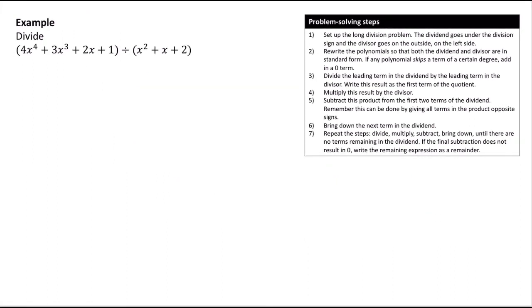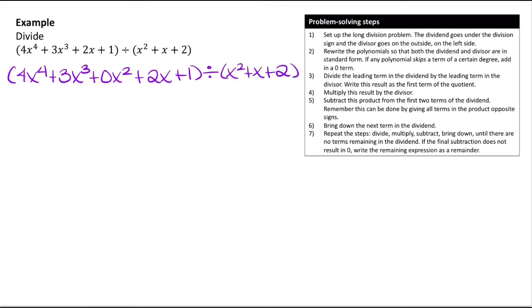So notice in the first polynomial, it is in standard form, but we have a skipped term. We don't have a square term, so I'm going to go ahead and add that in as a 0. And then we have plus 2x plus 1. And so that's divided by x squared plus x plus 2. So let's go ahead now and write out our division.